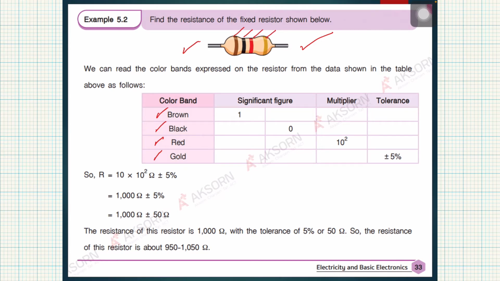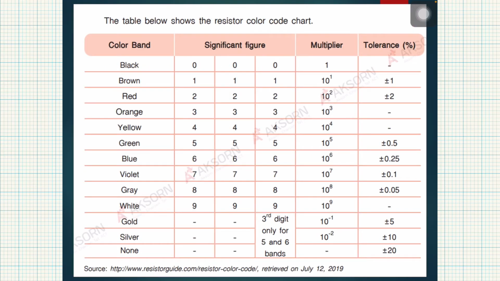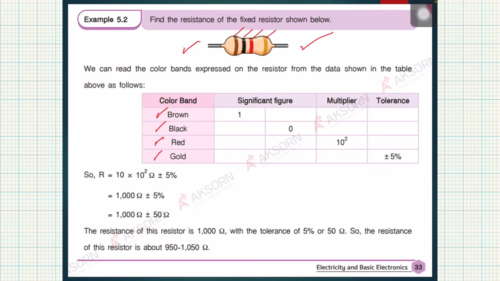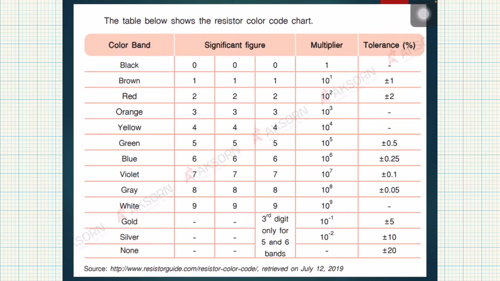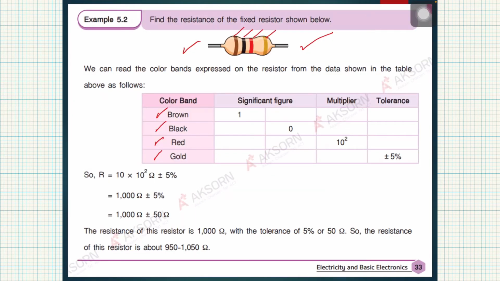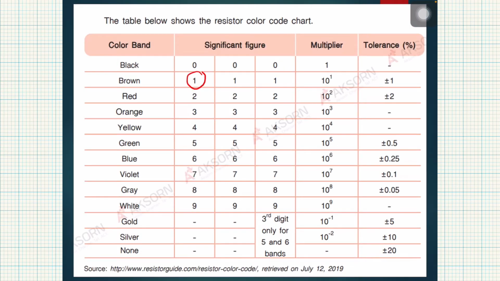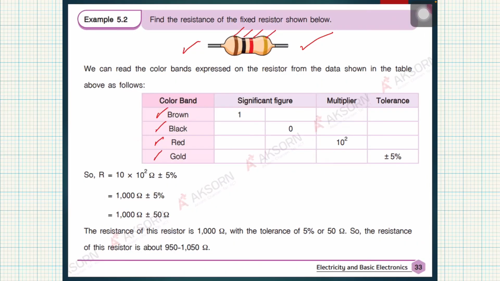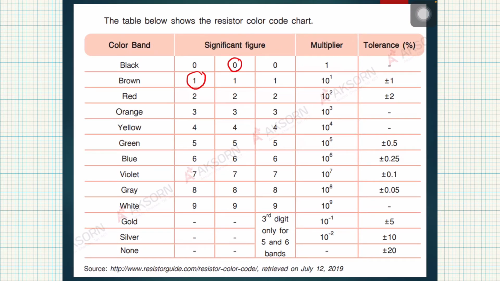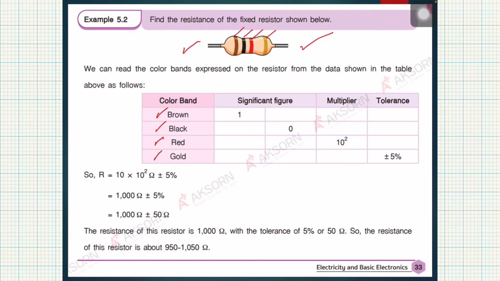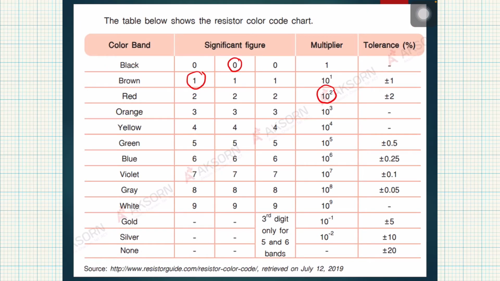You have to go back to the table and take note of the values of the given colors. Brown is 1. Then black, the second one, is 0. So it's already 1 and 0. Then the multiplier is red, which is 10 raised to the 2. And finally, the tolerance is gold. Let us see gold. Very good. It's here. It's plus or minus 5.